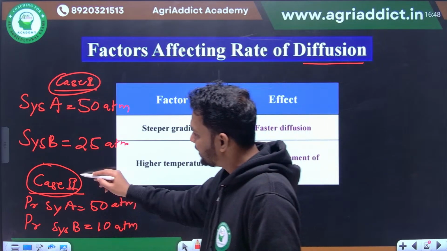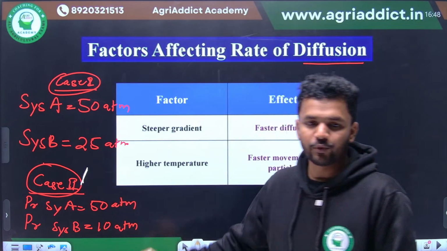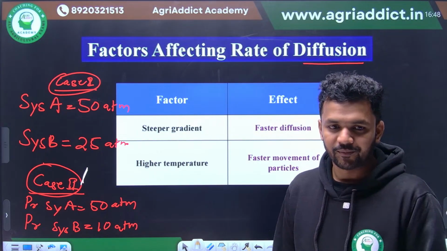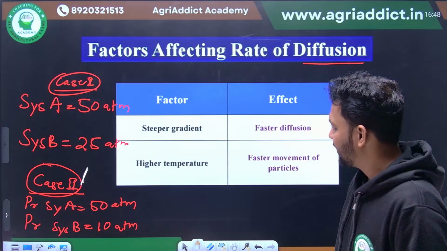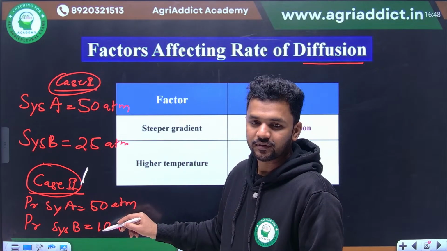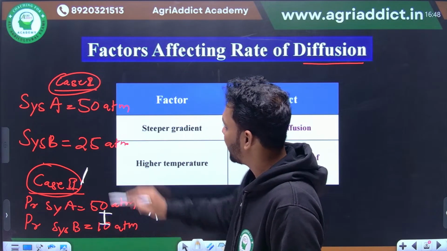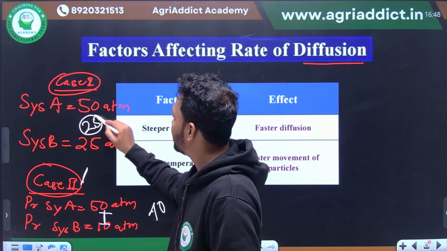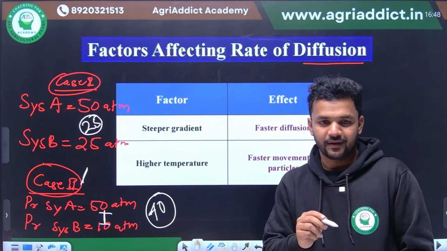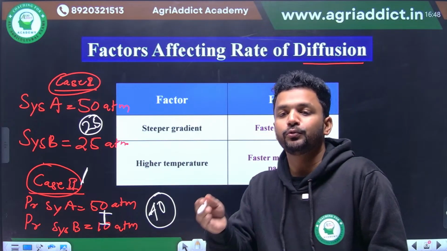Case 2. And why in case 2 the rate will be more? Why it will be more in case 2? Because the gradient is steeper here. Why is the gradient steeper here? Because the difference between the concentrations is more. Here it is 40 and here it is only 25. So this is the gradient difference. The pressure difference is the gradient. The pressure difference between two systems is the gradient between two systems.